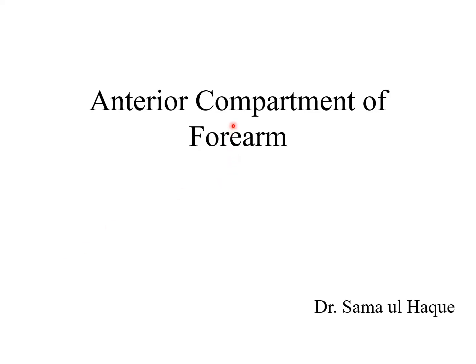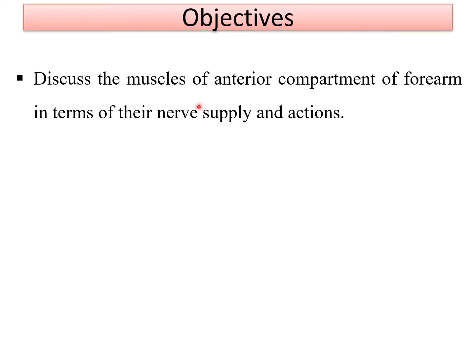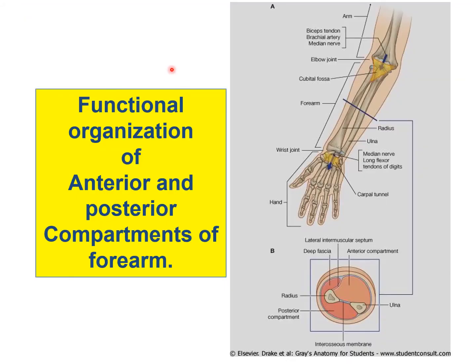Now our topic of discussion is the anterior compartment of the forearm. We will talk about the muscles of the anterior compartment of the forearm in terms of their nerve supply, actions, and attachment. We look at the functional organization of the anterior and posterior compartments of the forearm.